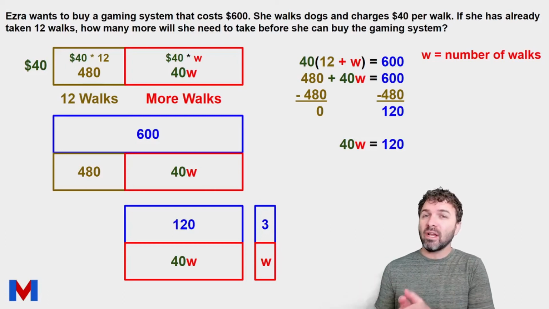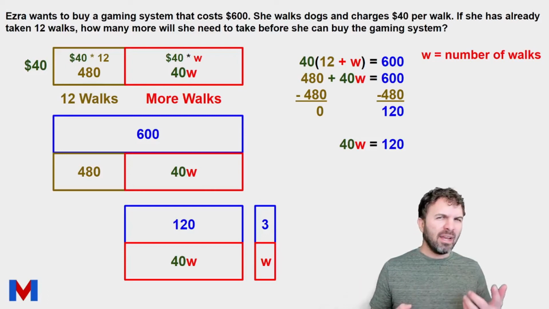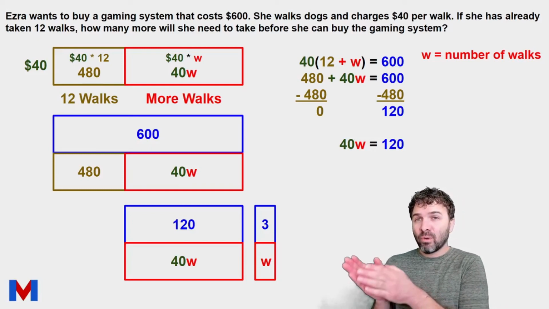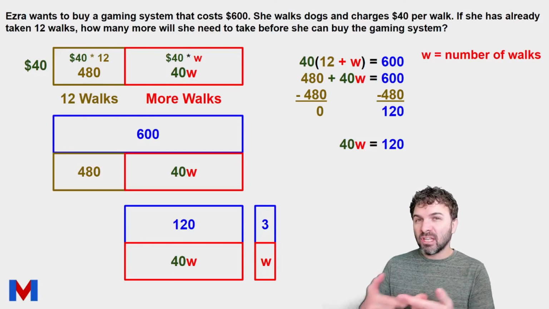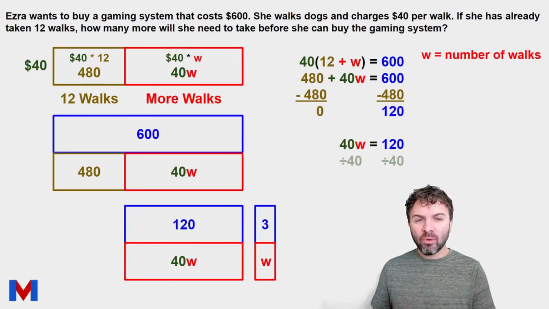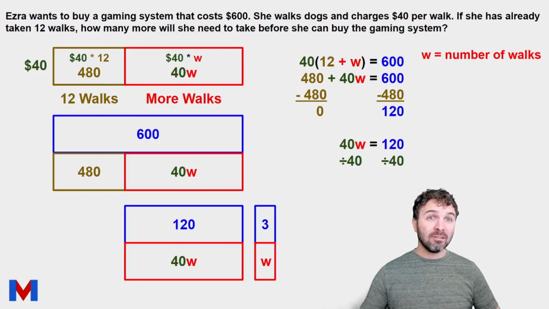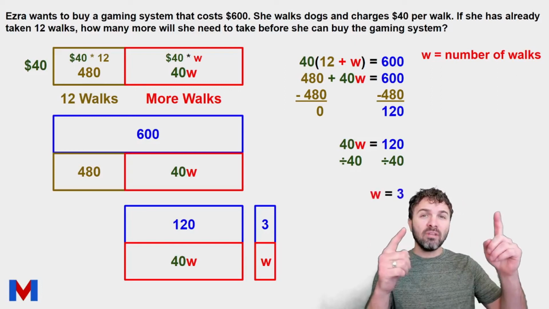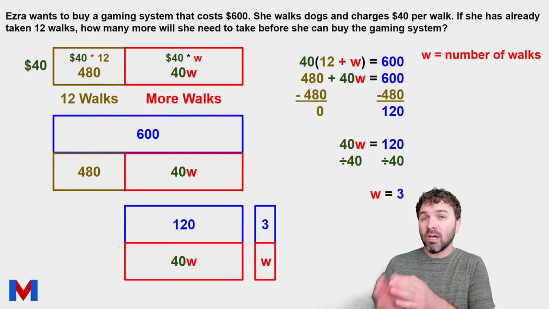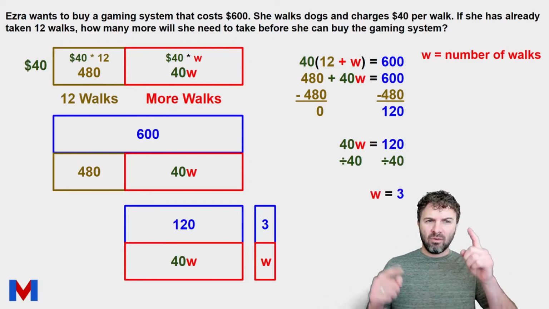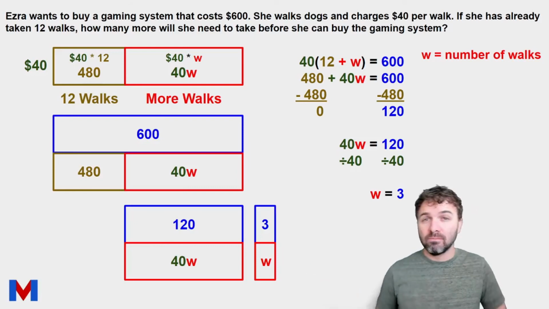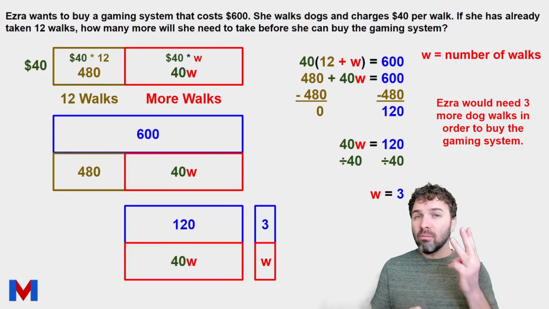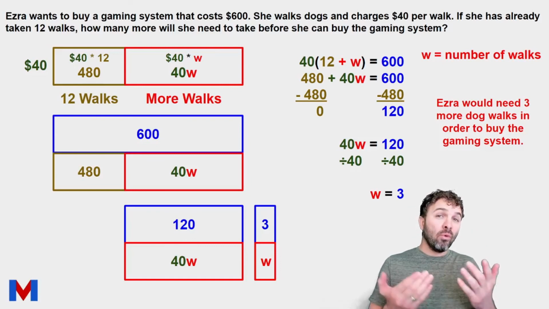So 40 times what is 120? If I'm not sure what that is, then I can get rid of that 40 by saying I have 40 times W, so I'm going to do the opposite or inverse operation to get rid of that 40. So I'm going to divide by 40, and again, whatever I do to one side, I can do the exact same thing to the other side. 40 divided by 40 is 1, 1 times W is W, and 120 divided by 40 is 3. So our W is 3. Again, we have it here, and we have it over here as well. So now we can say that Ezra would need 3 more dog walks in order to afford this gaming system.